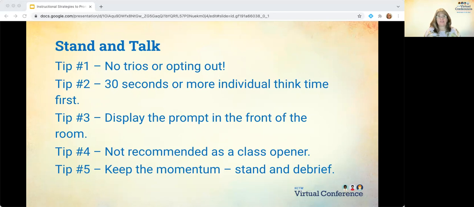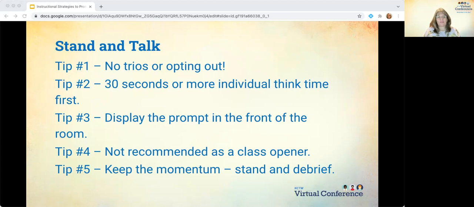If you tend to have students that don't want to share initially, then you might want to actually talk to a pair of students if you're not having to be a part of the stand and talk because you have an odd number of students. If there's an even number of students, you can walk around the room and listen to what they're saying.